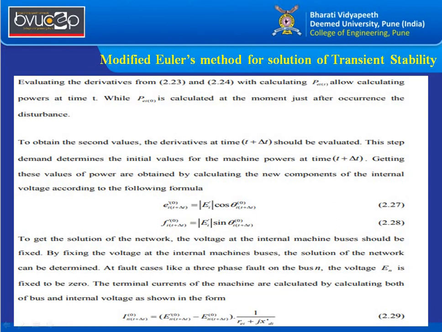So to get the solution of the network, the voltage at the internal machine buses should be fixed. Now what do we mean by fixed? When it is fixed, only then can we obtain the solution. Suppose in the fault case of a three phase fault, the voltage En is fixed to 0. In that case, the terminal current can be calculated using this relation, which we can see: I naught will be equal to E naught minus E naught, for T plus delta T, and this is also T plus delta T. This is going to be E dash, and this is going to be E into 1 upon the reactance or the impedance that we have during that particular calculation.